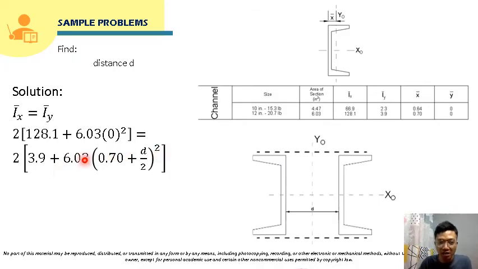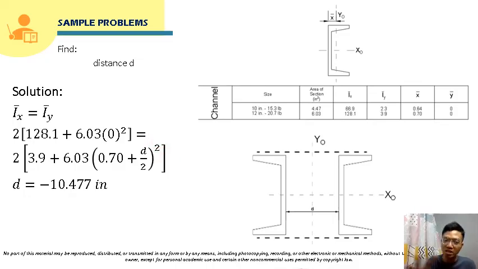The area of this channel given here is 6.03. And then AD squared, so our D squared is 0.70 plus D over 2, quantity squared. So the only unknown here will be distance D. We can solve for distance D by using your calculator. Since it is squared here, if we expand this, this will become quadratic, so there will be two possible answers for this.